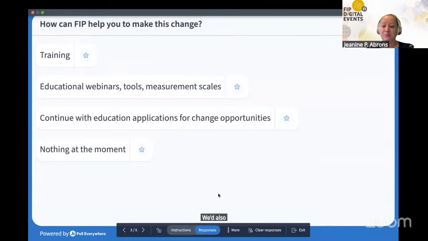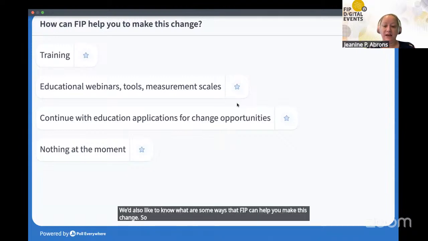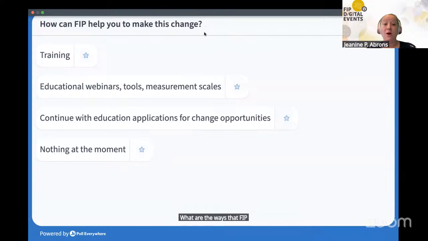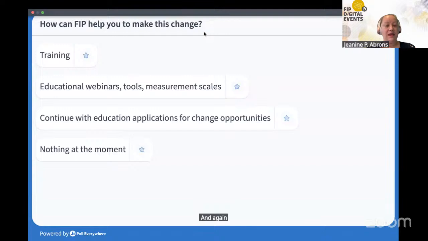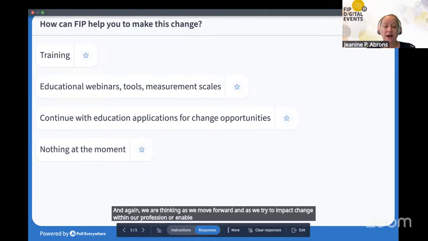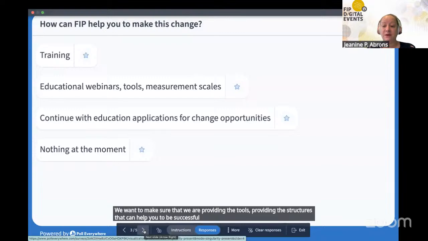We'd also like to know what are some ways that FIP can help you make this change? So again, is that through training? Is that through webinars or tools or measurement scales? What are the ways that FIP can help you to impact those things that you're hoping to see in our profession? And again, we are thinking as we move forward and as we try to impact change within our profession or enable that as well. We want to make sure that we are providing the tools, providing the structures that can help you to be successful at whatever you want to accomplish.